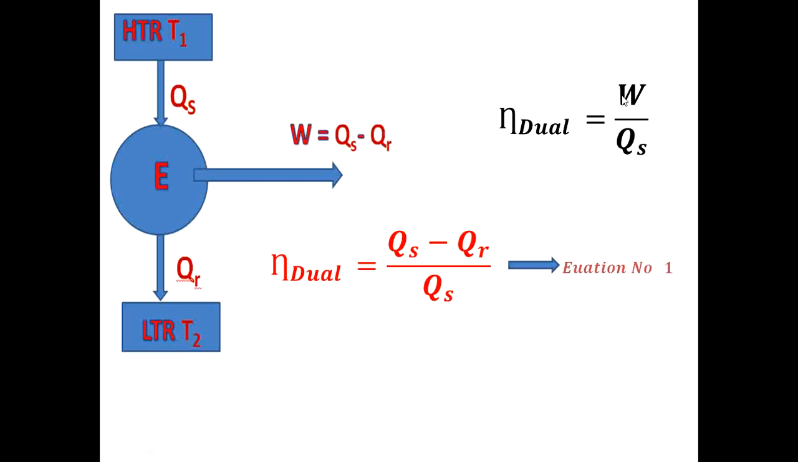Therefore, the efficiency of the dual cycle is W divided by Q. The efficiency is equal to Qs minus Qr divided by Qs. You can call this equation number 1.